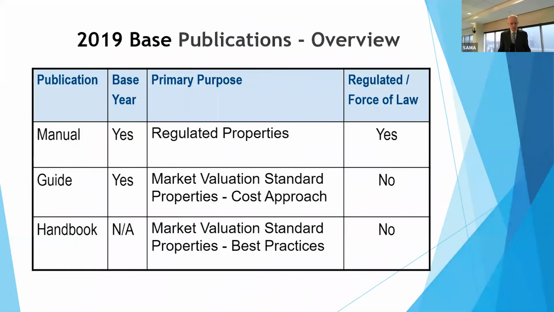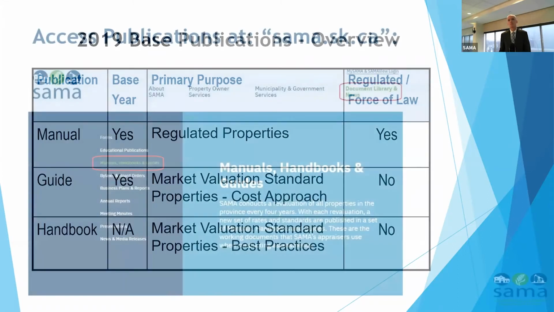This slide I just want to leave with you, and it's kind of helpful, I guess, if you're getting people coming into the municipal offices asking about where we're working off of. You can see in the second column that the manual and the cost guide are base year specific, so they get updated every 4 years. The second column, the purpose, you can see the manual is for regulated property, whereas the other two are for the market valuation standard. And in the final column, force of law, the manual has the force of law. We cannot deviate from it, whereas the guide and handbook do not have the force of law, but they're persuasive and referred to on our assessment appeals.